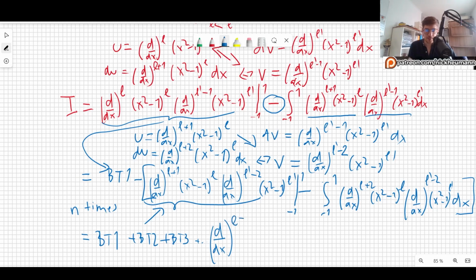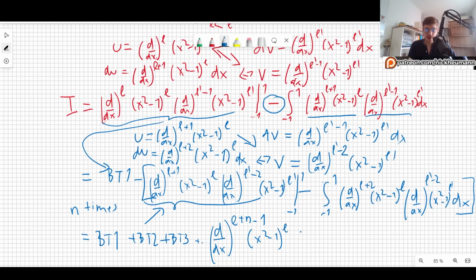We have L plus n minus 1 times the derivative. That way, when n is equal to 1, we have L. When n is equal to 2, we have L plus 1, and so on and so forth. So that matches what we have.